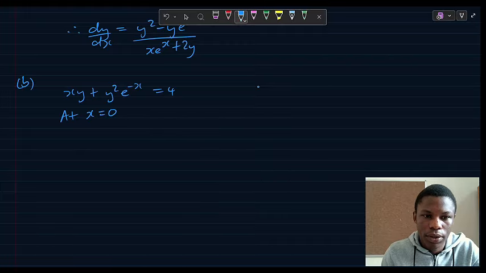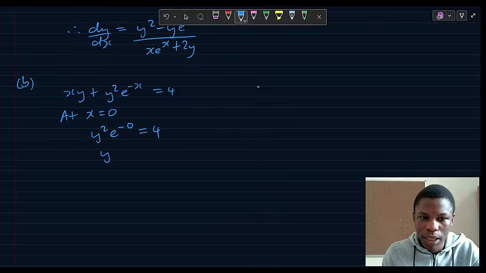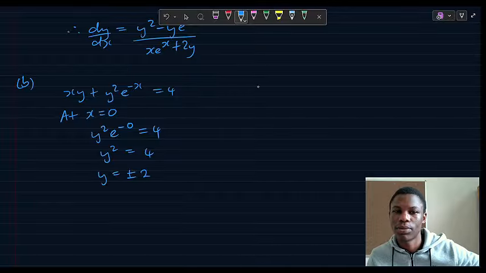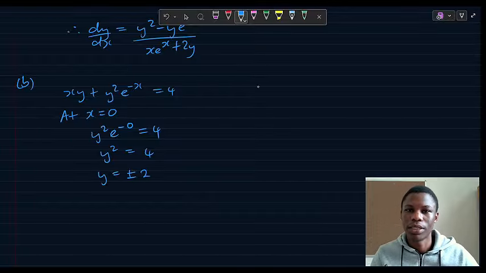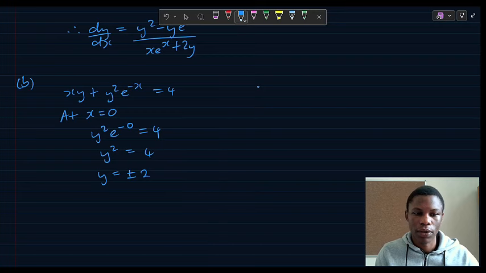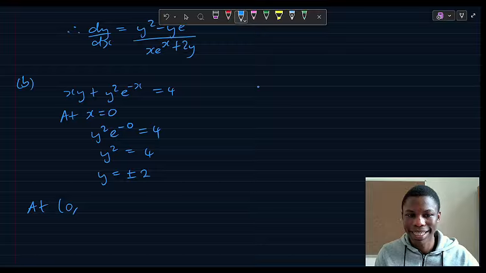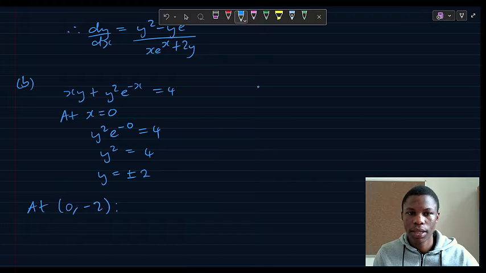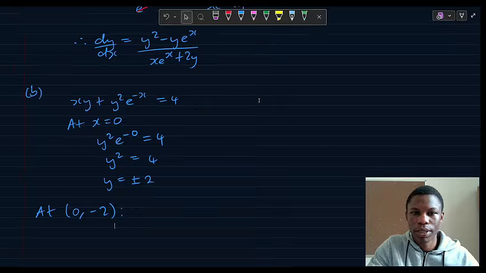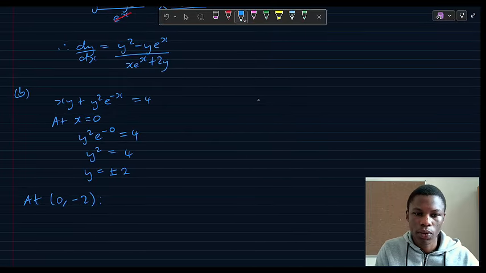At x is 0, 0 times y, so that just becomes 0. Then we've got y squared e to the negative 0 is equal to 4. e to the negative 0 is just 1, so y squared is 4. So y has to be plus or minus the square root of 4. So y is plus or minus 2. So that means we're going to have two different gradients. We're going to have a gradient at x is 0 and y is negative 2.